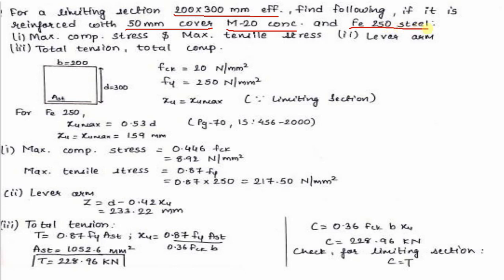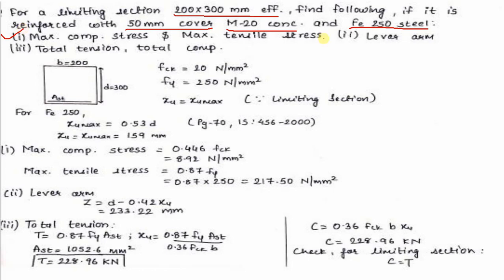In the previous example, the grade of steel was given as Fe415 or HYSD, that is high yield strength deformed. The abbreviation has been asked in JTU examination, so note it: HYSD, and the full form is high yield strength deformed. But as this steel is given as Fe250, 250 steel is mild steel. We need to find three things here again. The first thing we need to find is maximum compressive stress and maximum tensile stress.